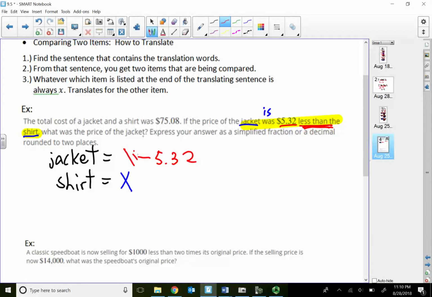So that means my jacket is X minus $5.32. When I see 5.32, I write 5.32. When I see the words less than, I write a subtraction sign in front of it. Less than who? The shirt, which is already called X. That's how we translate for the two items.